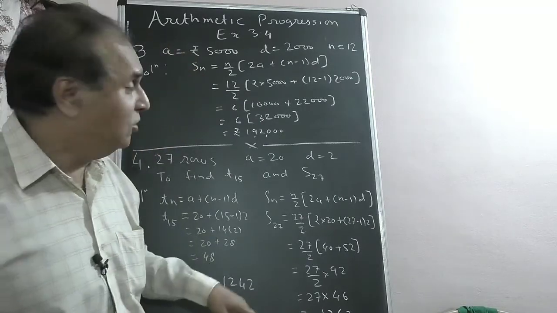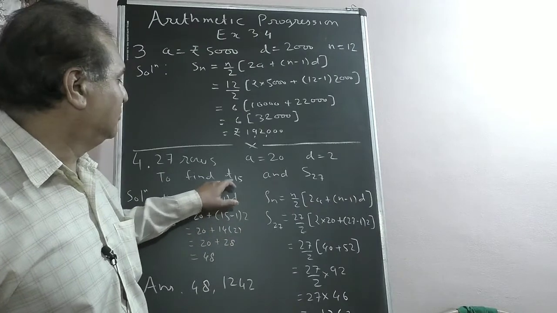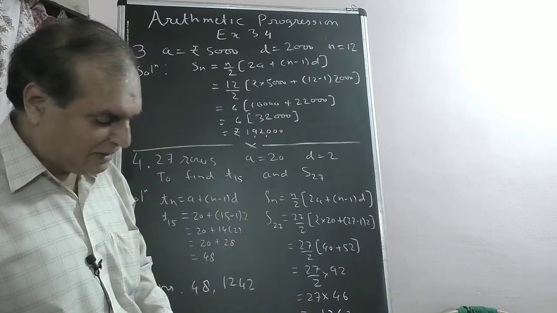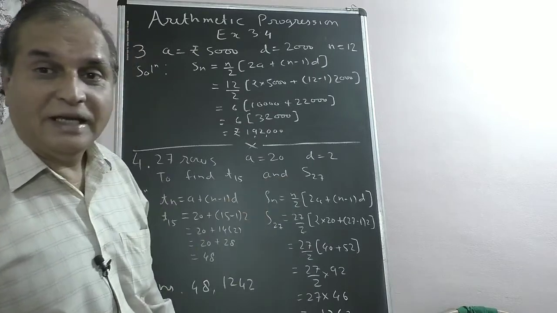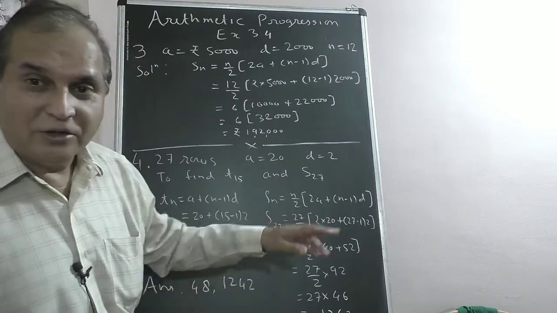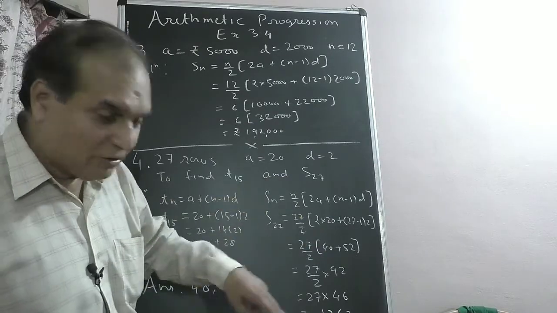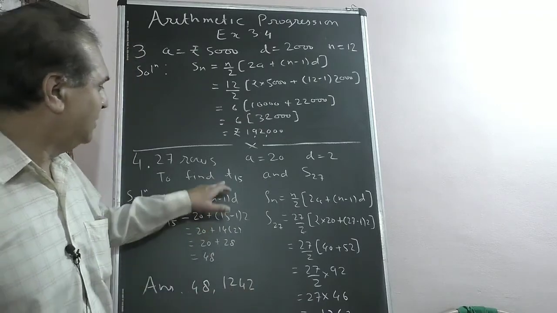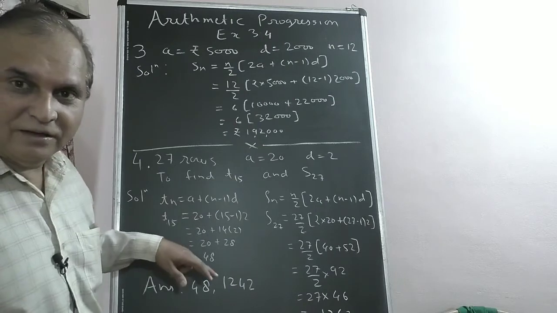Only the 15th row means T15 you have to find out. And the total number of seats in the auditorium, that is S27. Full auditorium, how many? T15 is only the 15th row. Understanding? So for T15, the Tn formula.